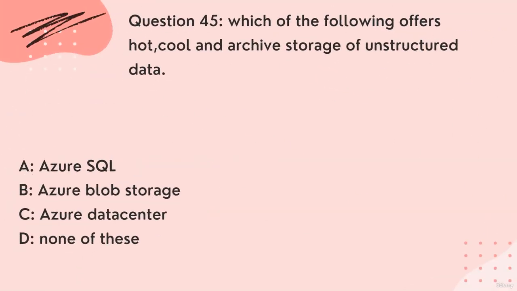Moving forward, which of the following offer hot, cool, and archive storage of unstructured data? There's a thing in Azure where you can decide, depending upon your need of the data, whether you want to save it in hot storage, cool storage, or archive storage. For example, if I have some data and I do not need it for a year, I can save it in archive storage.